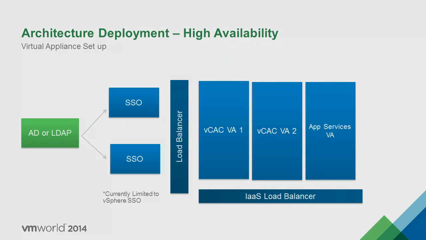Now, if we're looking at a high availability deployment, you're first going to have your AD directory, and you're going to have possibly 2 SSO servers. This is currently limited to vSphere SSO, so if you have a requirement to have 2 instances of SSO behind a load balancer, you are required to use vSphere SSO, and you're also required to have the load balancer configured to utilize sticky sessions, which differs, that setting differs depending on the load balancing technology that they're using. Then you would have 2 or more vCAC appliances to spread the load out for your service catalog capabilities, and you'd also have an application services appliance.